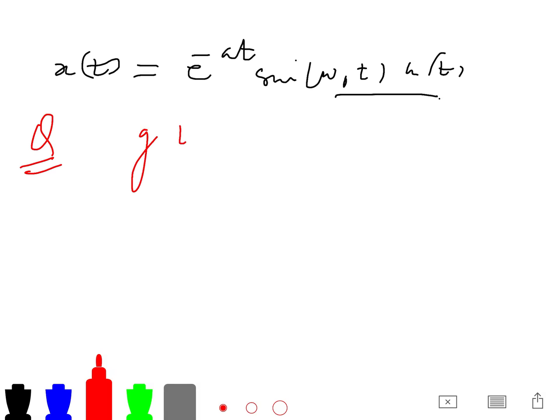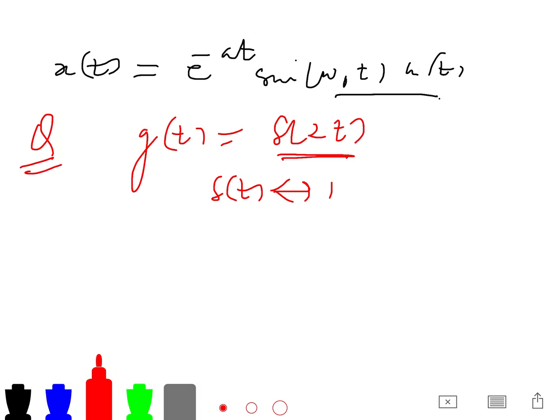The next example, example number 3: you have to find the Laplace transform of delta 2t. Delta 2t means the delta t transform, which you know is 1, and there is a multiplication of 2. It means there is a scaling in the time domain, right? Then apply the time scaling property.